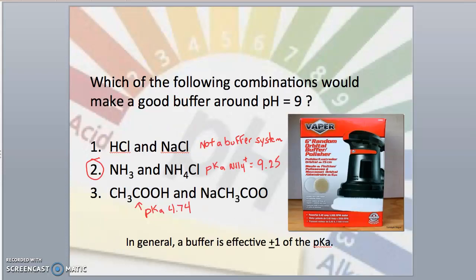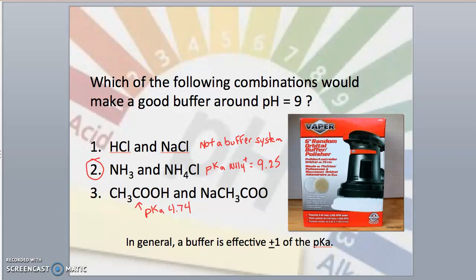Identifying buffer systems can be challenging. Remember, we're looking for a weak acid or base as well as the salt of its conjugate. The reason we need the salt of the conjugate is because the conjugate is an ion, and we don't have containers of ions available, but salts are plentiful.